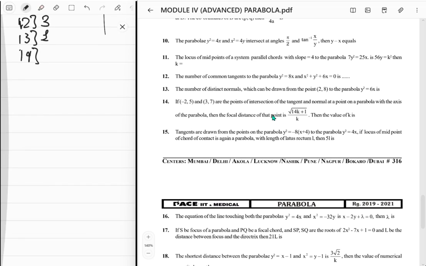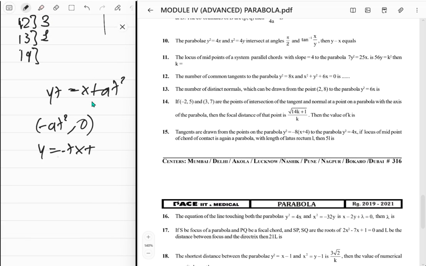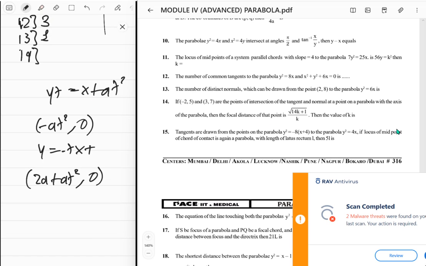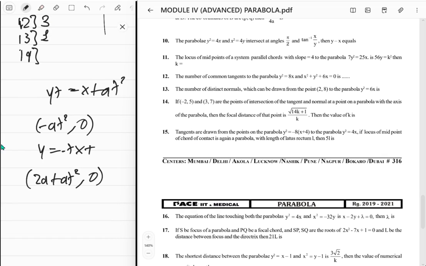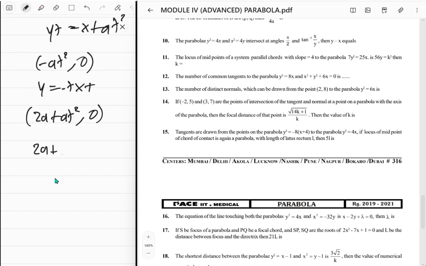So what is this distance between these two? Right. So the tangent is just y equal to tx plus at squared. Whenever it intersects with the x-axis, so y equal to 0, just x equal to negative at squared. So negative at squared comma 0, that's the first guy. And then you got y equal to negative tx plus 2at plus at cubed, so x is equal to 2a plus at squared. That's the other guy. So the distance between them is just going to be 2a plus 2at squared, which is like 2a times 1 plus t squared.